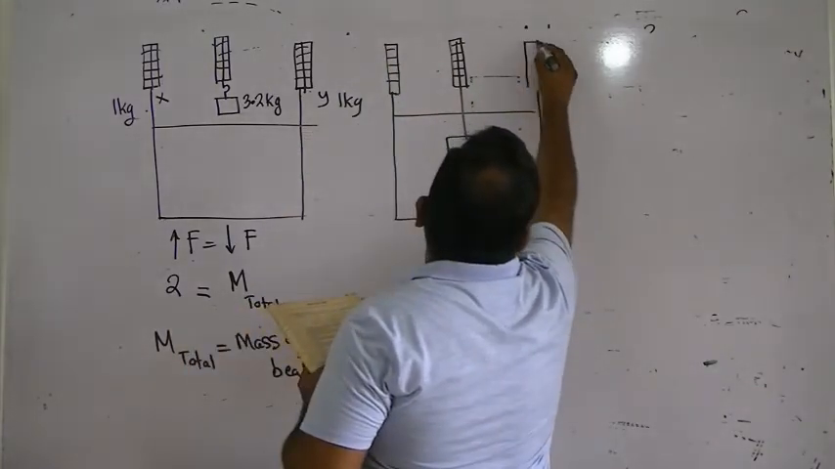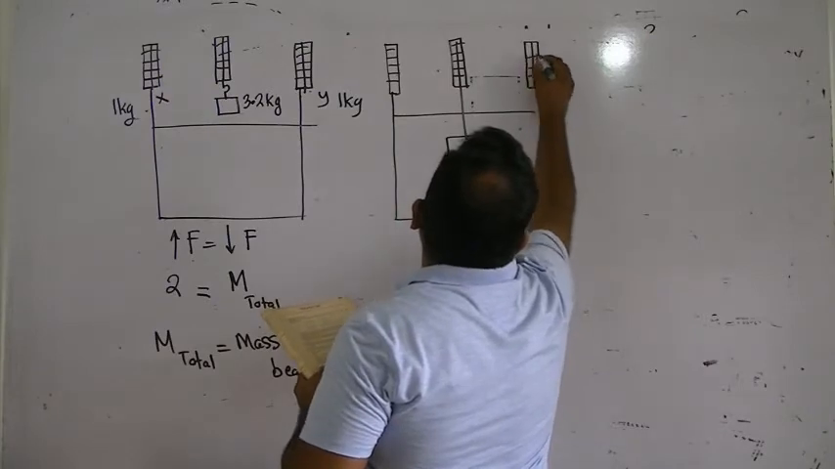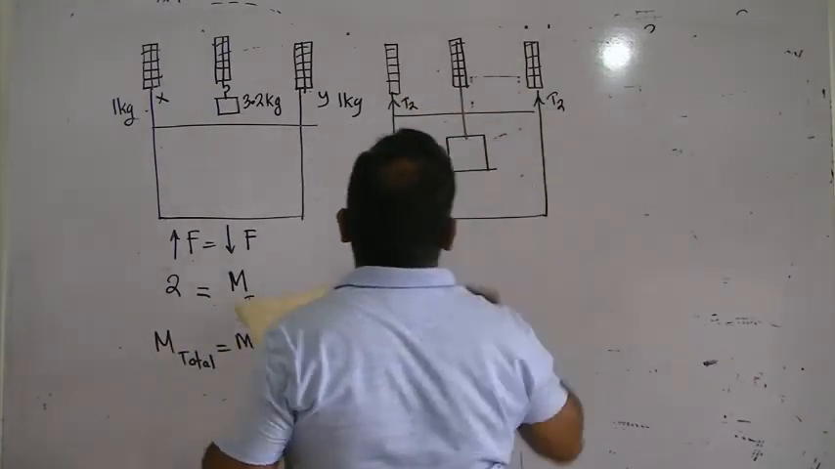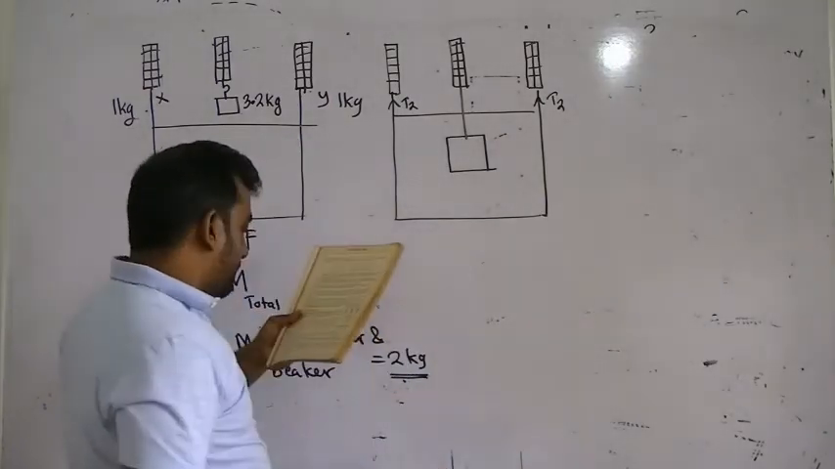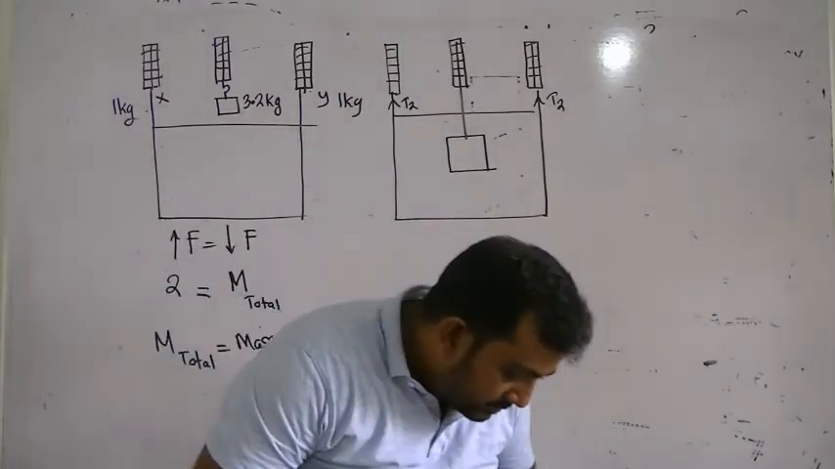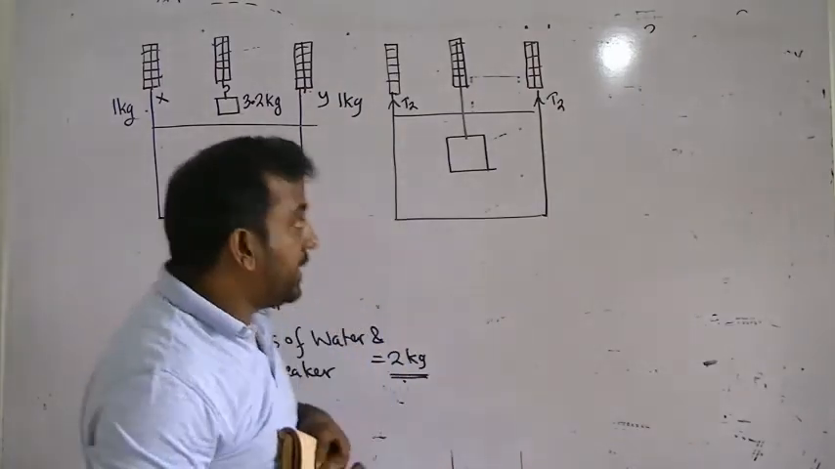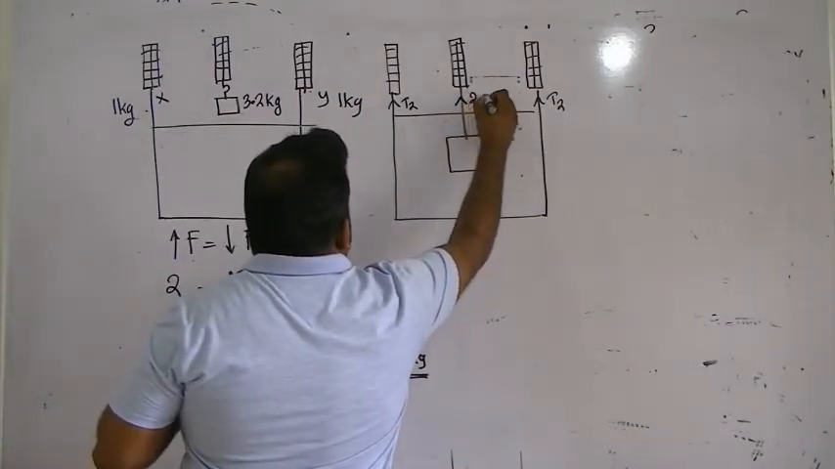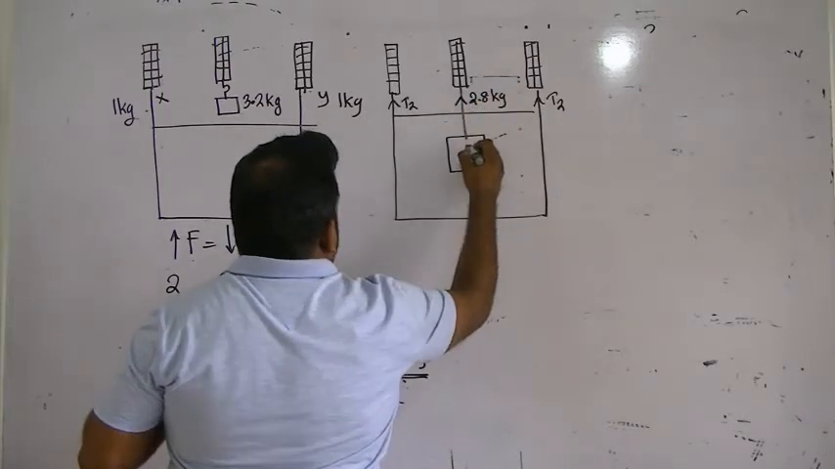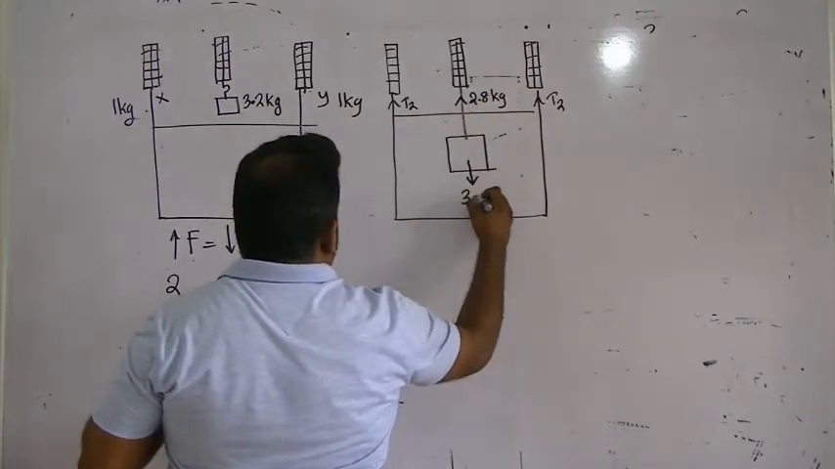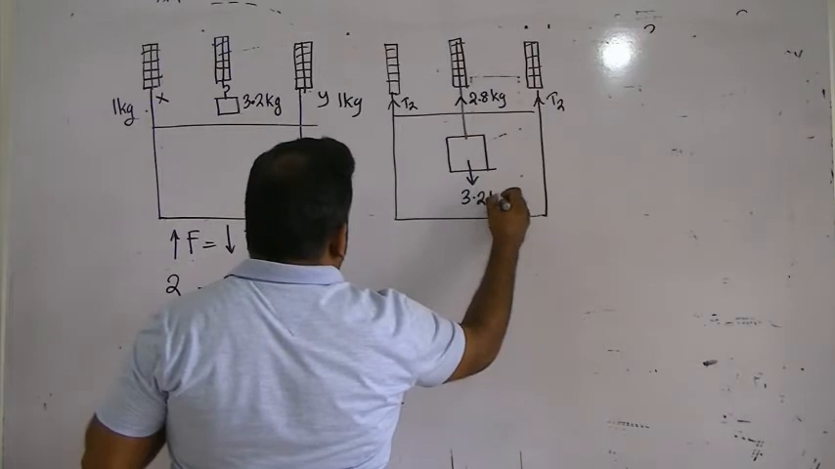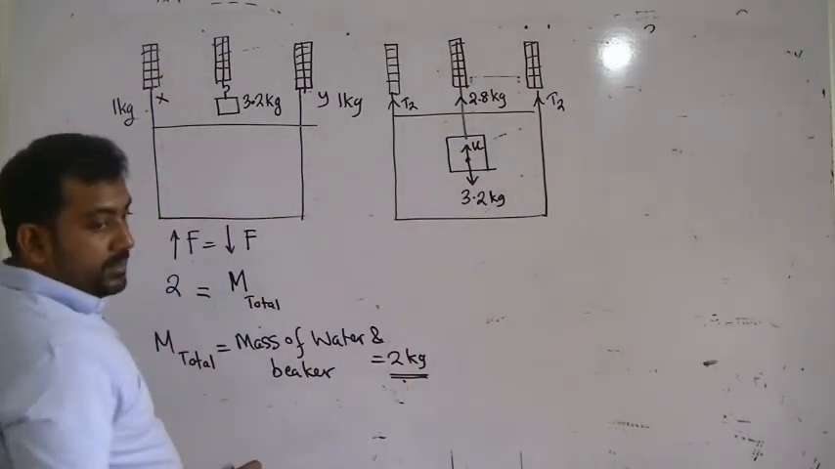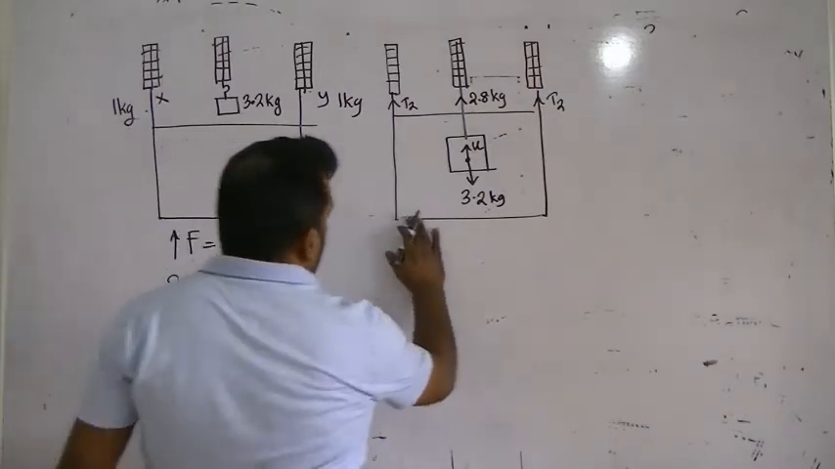Completely immersed in water. There you go. T2: when it's completely immersed in water, the balance will read 2.8 kilograms. Now the balance here reads 2.8 kilograms. Be careful now. The actual weight is 3.2 kilograms. Upthrust is acting there.